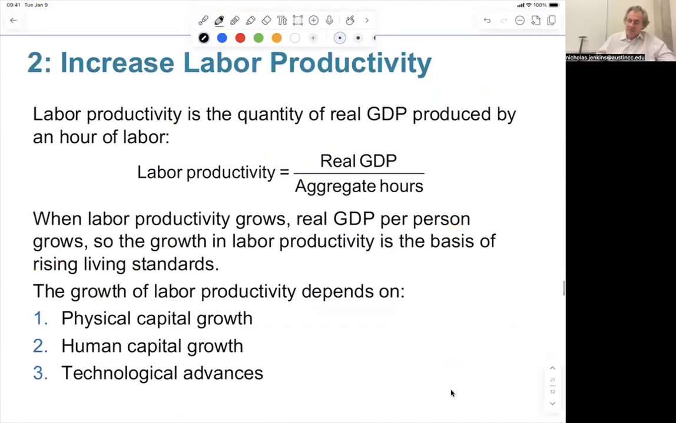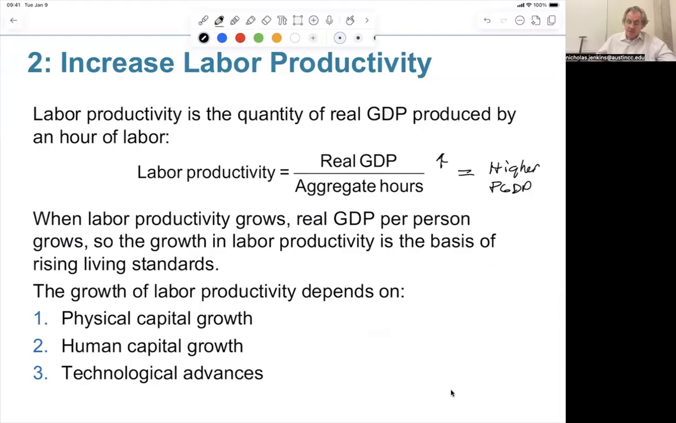Labor productivity is the amount of output over the amount of input in terms of labor hours. And if we keep the labor hours the same, but we increase the output, we're going to get higher productivity, which means higher potential GDP. Okay, we're permanently increasing our economy's ability to produce more. And there's three ways to increase labor productivity.